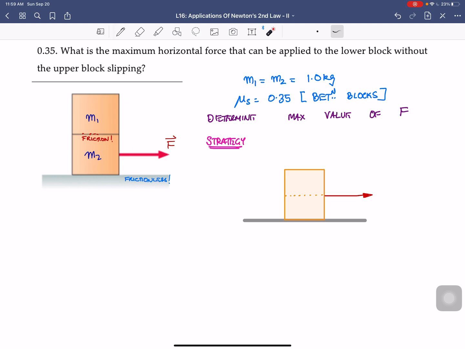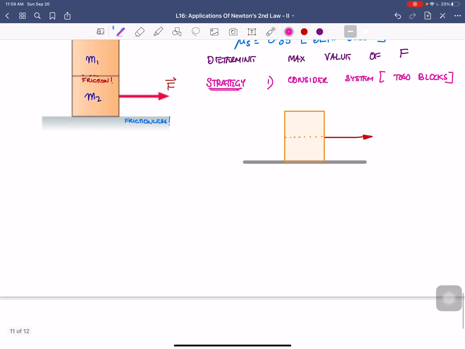So the strategy here is, first we consider the system, consisting of both blocks as one object. The picture below is essentially what I've drawn. So I'm thinking of this as just one object because there is no slipping and they're moving together. They've got some common acceleration, and that is due to the force that's being exerted.